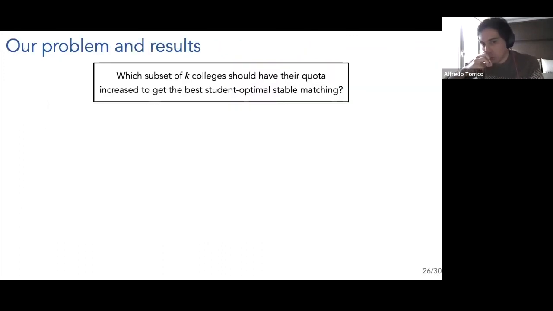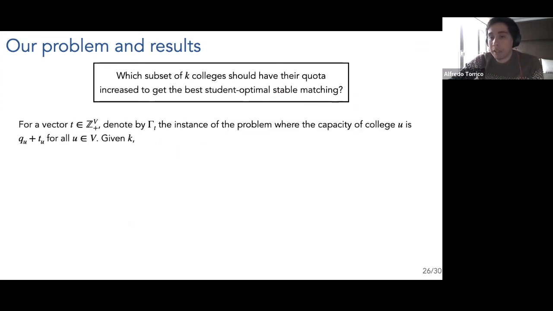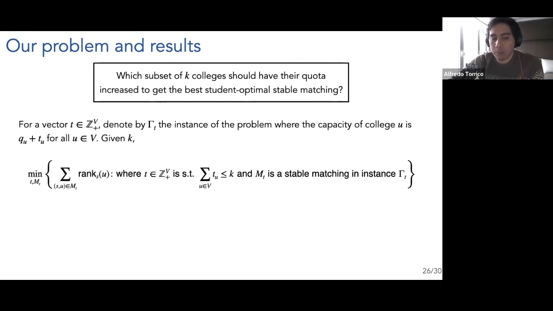So the question for us is, which subset of K colleges should have their quota increased to get the best student-optimal stable match? Let me introduce some notation to formalize our problem. We have a vector T indexed by colleges, and we denote by gamma T the instance of the problem in which the capacity of college U is now QU plus TU. So given a budget K, we want to solve the following problem.